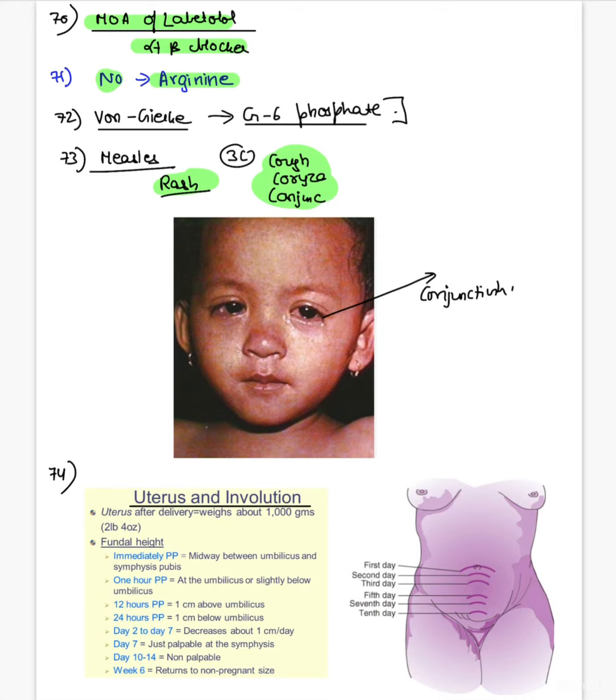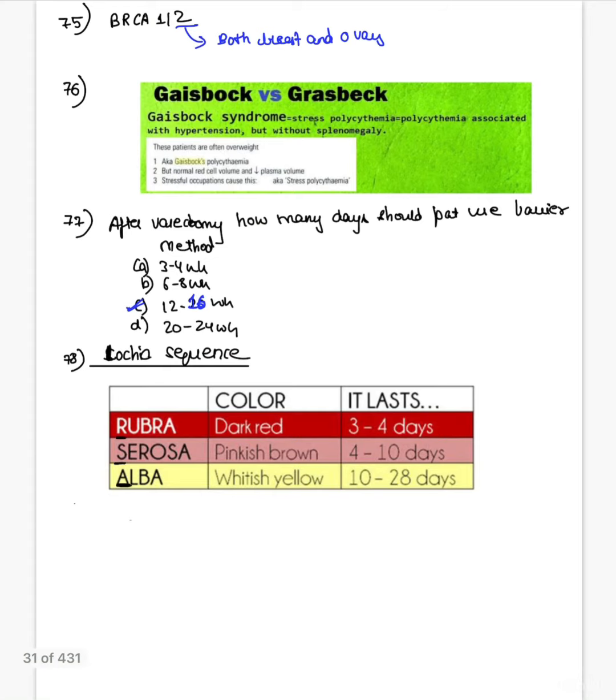Then they ask you, guys, what would be the level of the uterus just after delivery. On the first day it's approximately near the umbilicus, guys, and by week 6 it returns to its non-pregnant size, and after delivery the uterus weighs around 1000 gram. Then the next question they ask you is BRCA 1 and 2, guys, so it can cause both ovarian and breast cancer as given in First Aid.